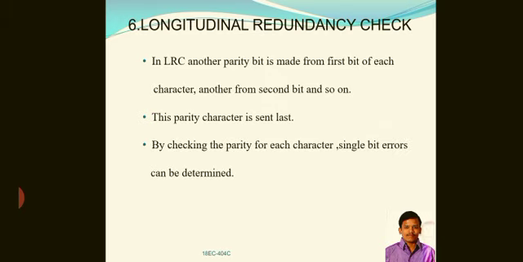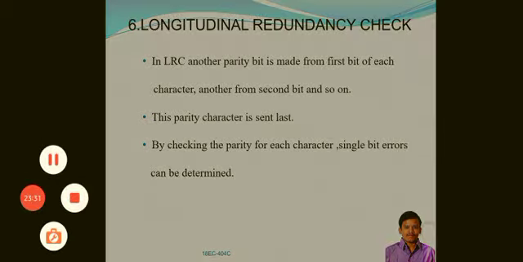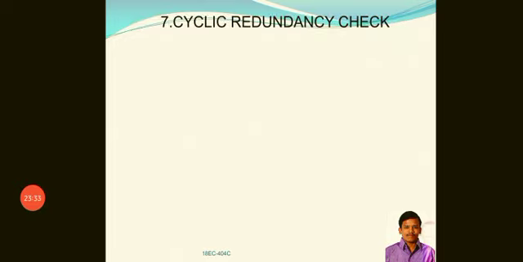At the receiver, by checking the parity of each character or each block, single bit errors can be determined. Single bit error means that if, in the transmitted data, only one bit is changed, then it is called a one bit error. Right. So that is about the longitudinal redundancy check. Next one will be the cyclic redundancy check.